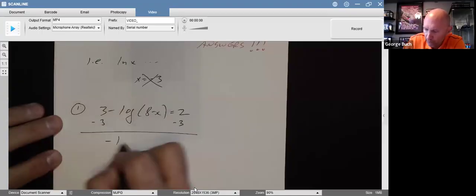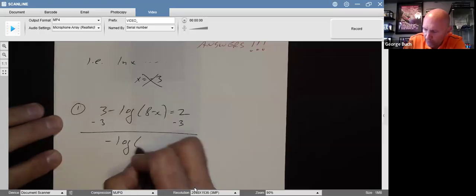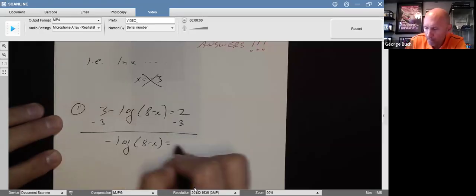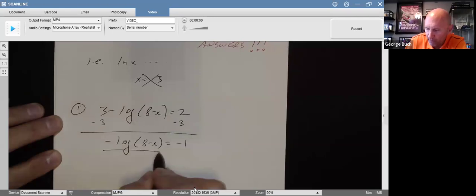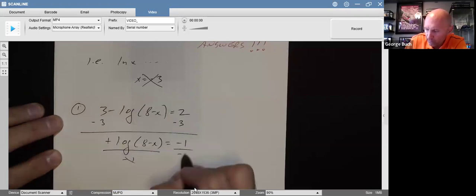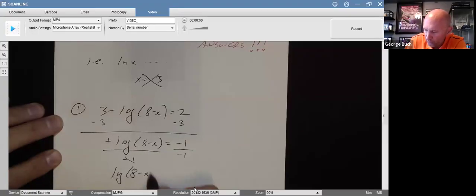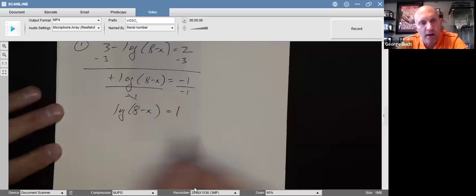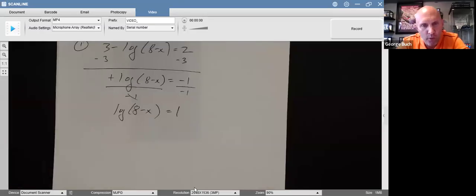So I get negative log of x minus 8 is equal to -1. Divide everything by -1 to make this positive. So I have log of 8 minus x is equal to +1. And now I have what type of problem? I have log on one side, a number on the other, so I have to do what?